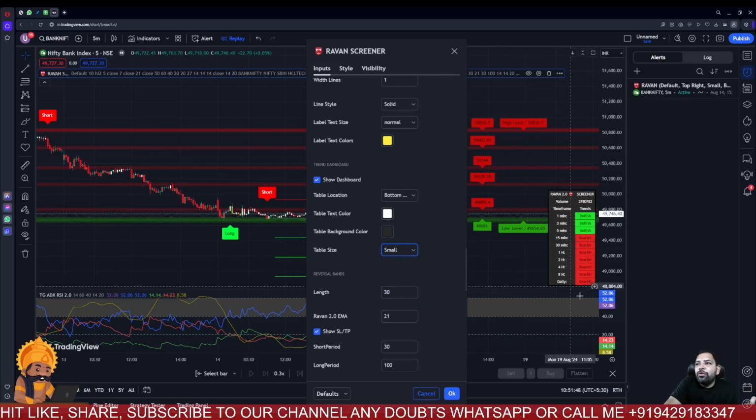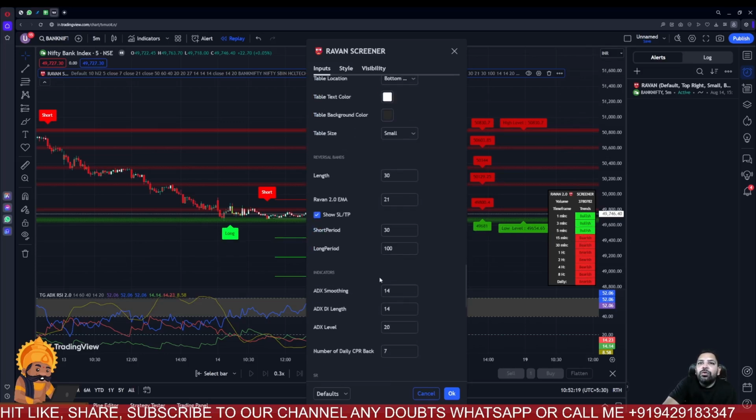By default, all values are based on 21 EMA. You can see Ravan 2.0 EMA 21. So if you change this EMA 21 to 50, all the values will be changed accordingly, right? All the values here will change and show you the data accordingly. You can see on 50 EMA you are getting 80% bearishness and 20% bullish. So the market trend is negative, so the possibility of market movement will be bearish.